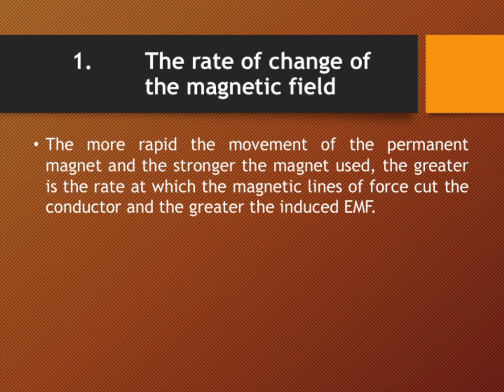This concept is crucial because it highlights how the rate of change of the magnetic field directly affects the amount of induced EMF. Essentially, faster movement and stronger magnets lead to more significant electrical induction. This is a key principle in electromagnetic induction, which underpins many electrical generators and transformers. So, in summary, the speed and strength of the magnet's movement are vital in determining how much electrical energy we can generate through changing magnetic fields.